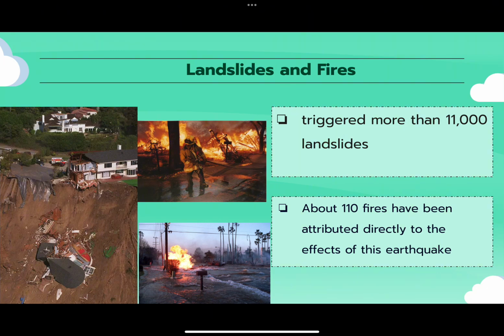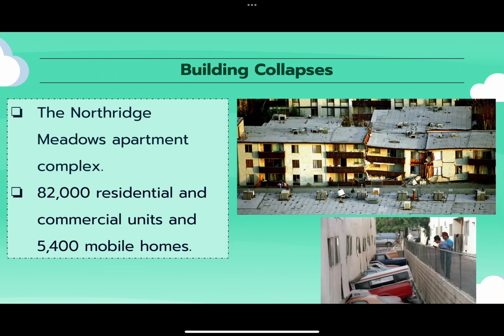Not only were there landslides, it also triggered about 110 fires. This all had to do with houses collapsing and gas lines being out and just resulting in literal chaos and a lot of damages. A lot of buildings collapsed during this earthquake, but the one that most people think about is the Northridge Meadows apartment complex.